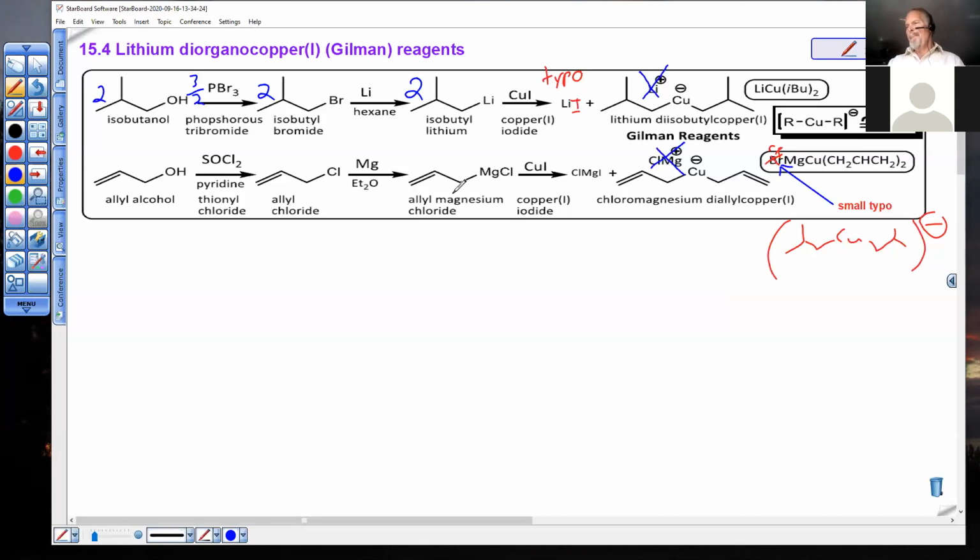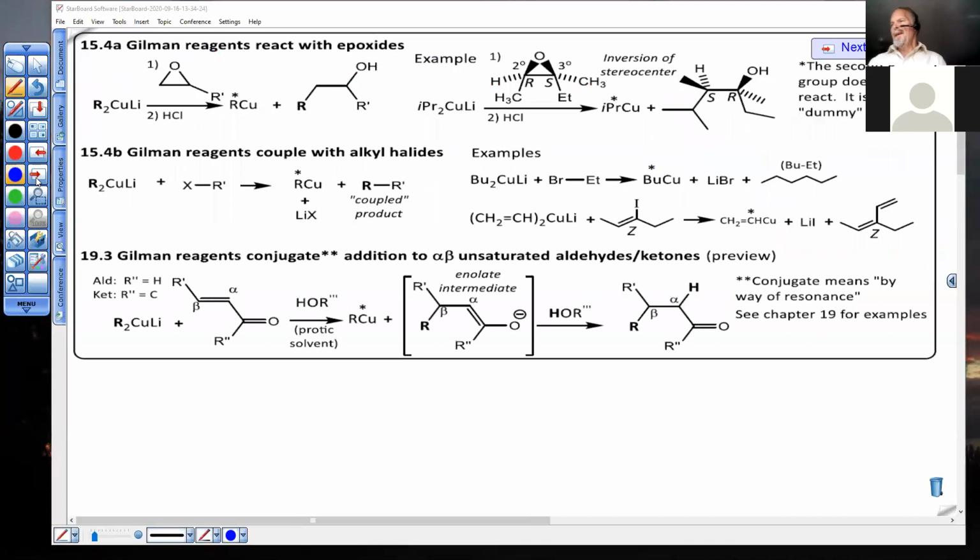So when we pick up, we're going to look at this next page here and see all the things that Gilmans do with epoxides, with organic halides, alkyl halides, and we're going to have a preview of what they can do with these special species here called alpha beta unsaturated aldehydes or ketones.